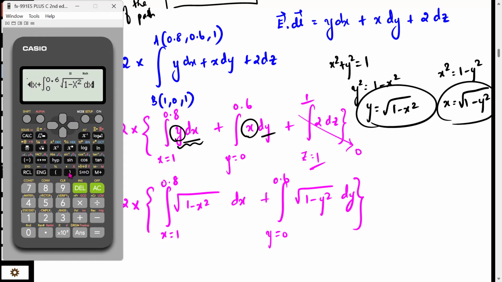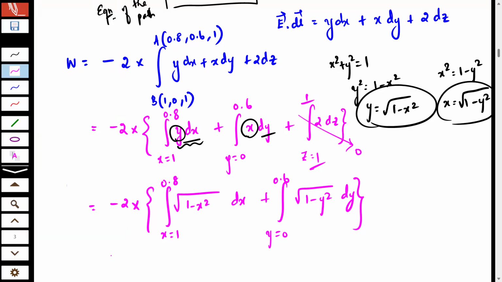So this can be calculated, which will give the answer as minus 0.96. So minus 0.96 is the answer for work done. So work done can be computed as minus 0.96 joules.